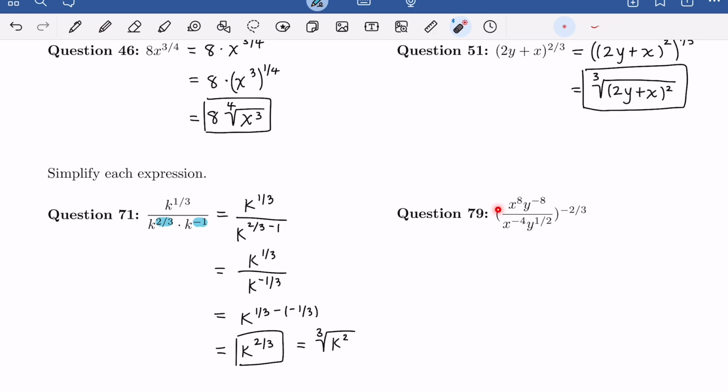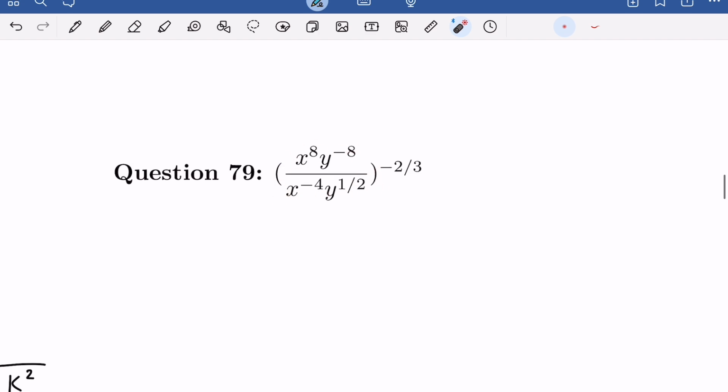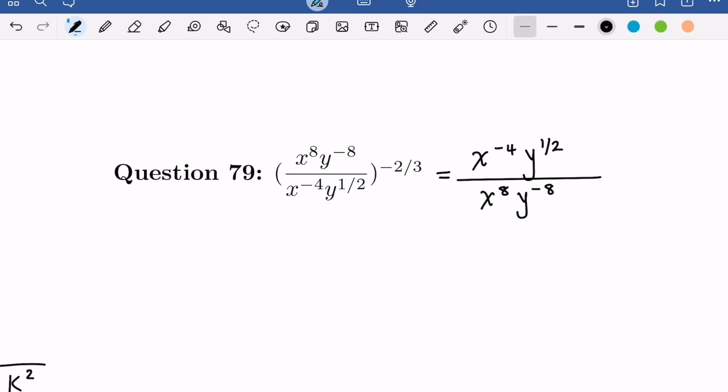Now, this next example here is a little trickier, but again, let's zoom in a little bit. Again, we have this expression raised to negative exponents. So the first thing that we're going to want to do is rewrite this guy with positive exponents. And just like we saw in a few examples ago, we can do that by taking the reciprocal of this guy raised to the positive exponent here. So this will be x to the negative 4 times y to the 1/2 power over x raised to the 8 and then y to the minus 8 power. This is all being raised to the now positive 2/3 power here.